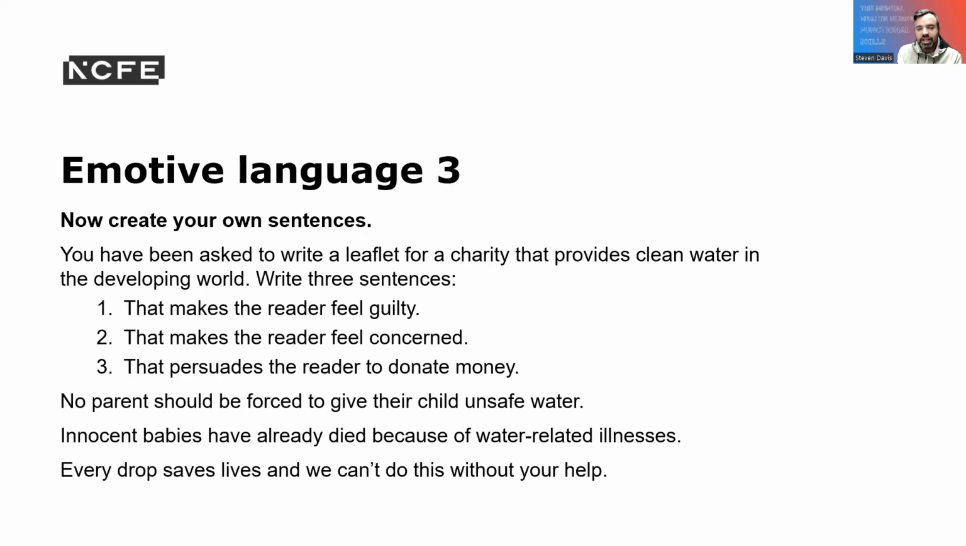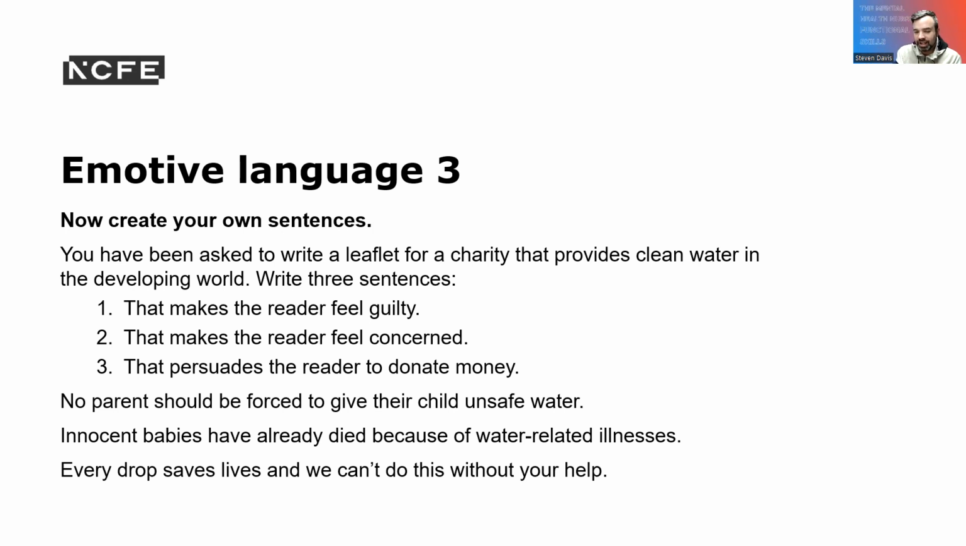So emotive language here then, create your own sentence. You've been asked to write a leaflet about a charity that provides clean water in the developing world. Write 3 sentences that, first of all, make the reader feel guilty. So I guess you could say something along the lines of, do your children have to drink dirty water? Using children would be quite emotive. It would make you think about your child and somebody else's. It would make them feel guilty, and by doing something like that, you would donate money.